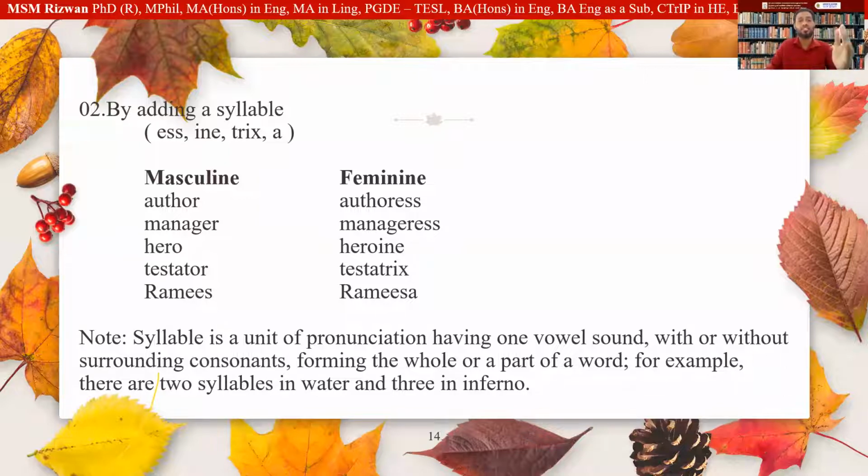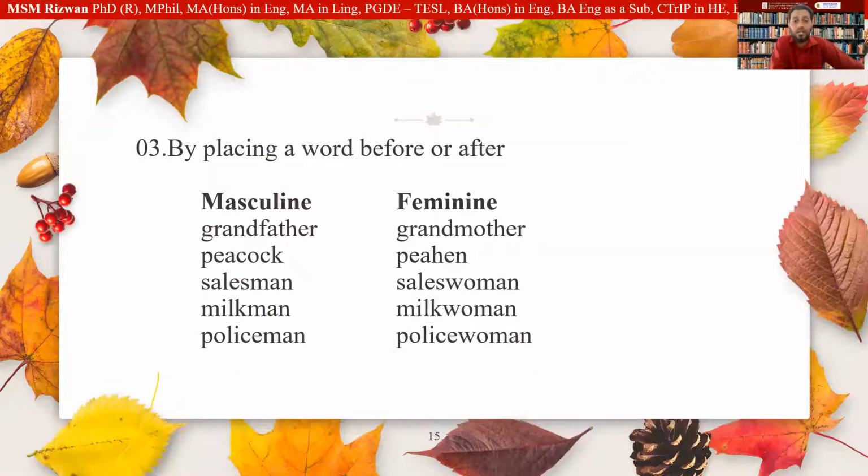Now you see here, author, authoress. There you could see ESS, a unit of pronunciation consisting of vowel sounds, right? It is used to make the masculine into feminine. Manager, manageress, hero, heroine, testator, testatrix, ramis, ramisan. So this is the second formation of feminine, right? And now let us move on to the third formation.